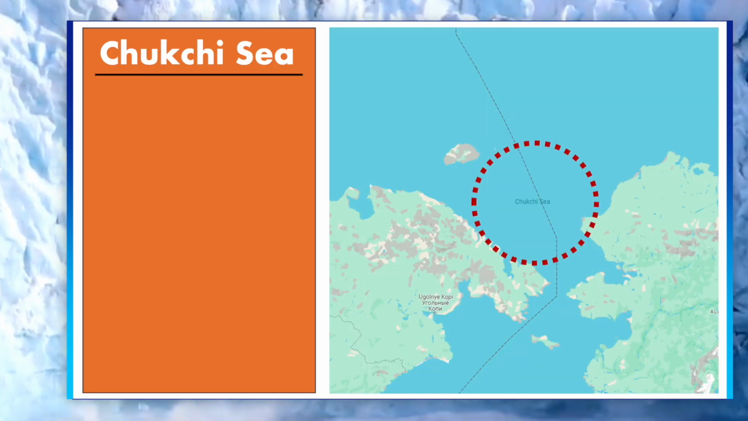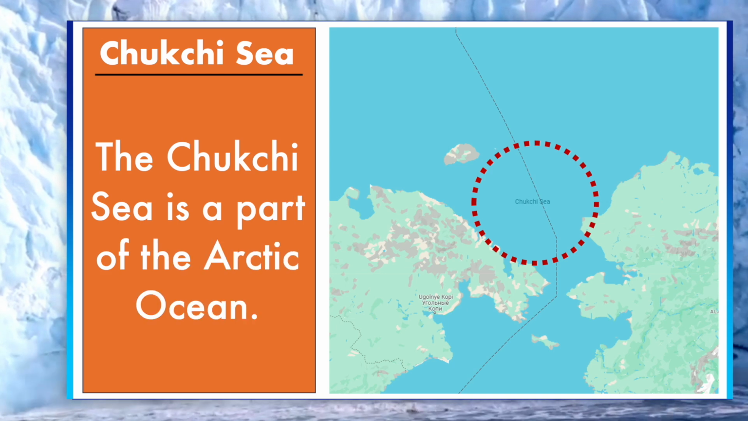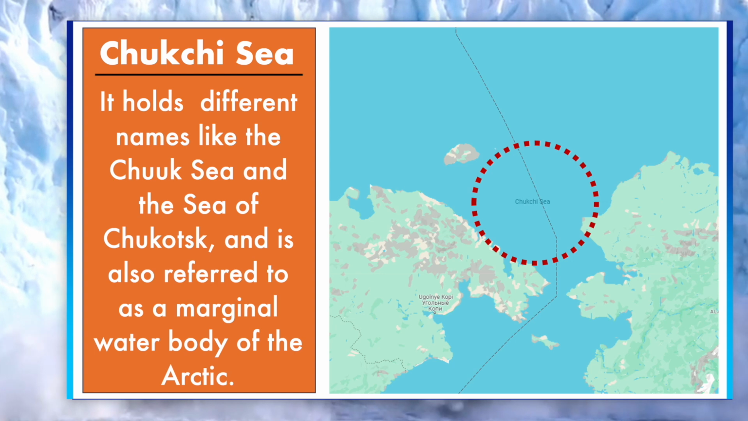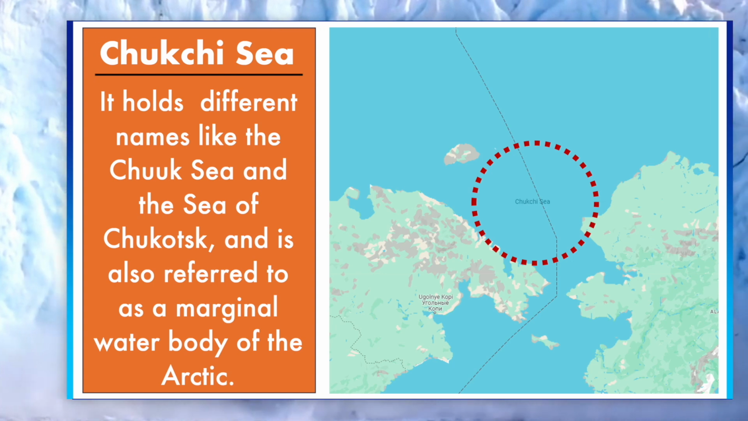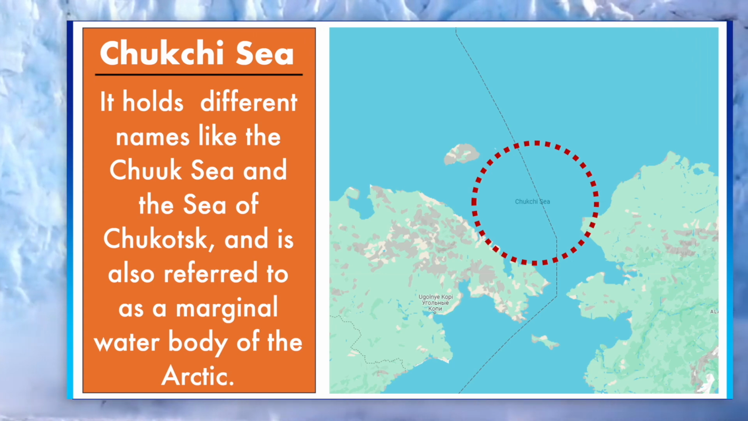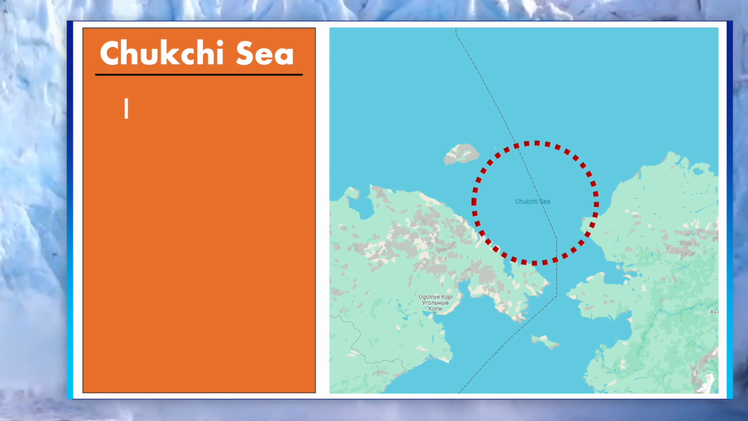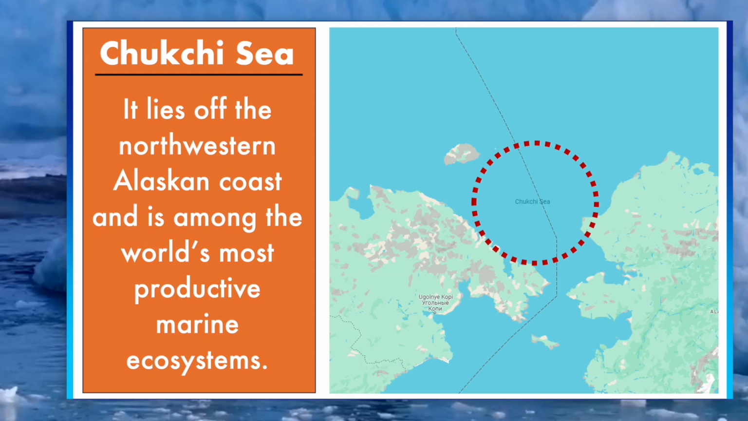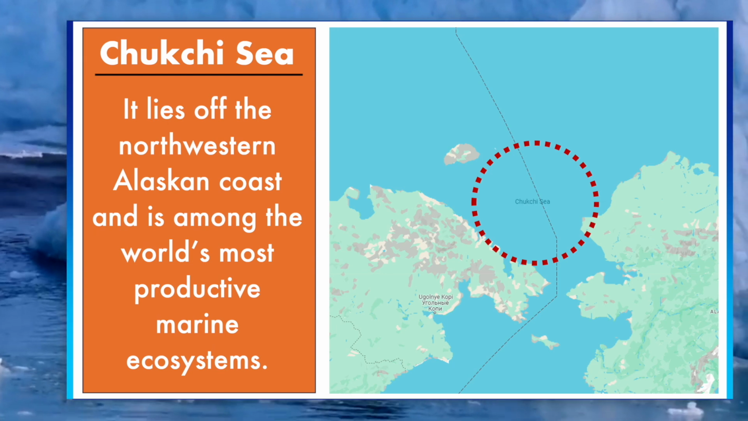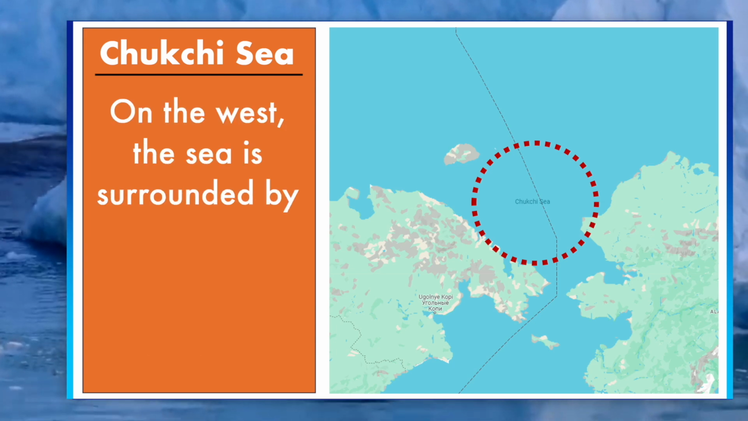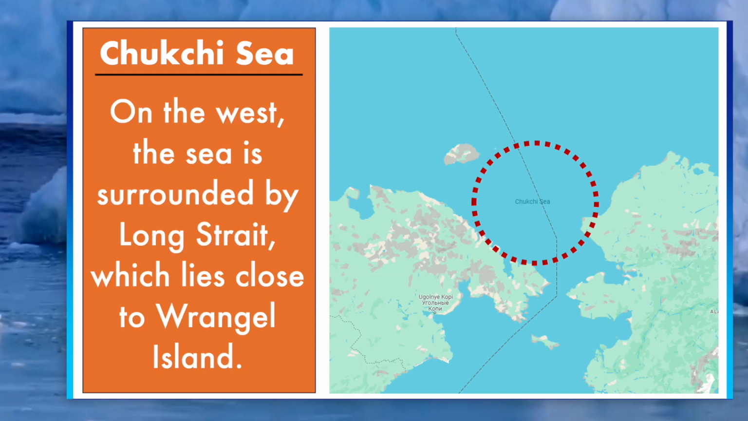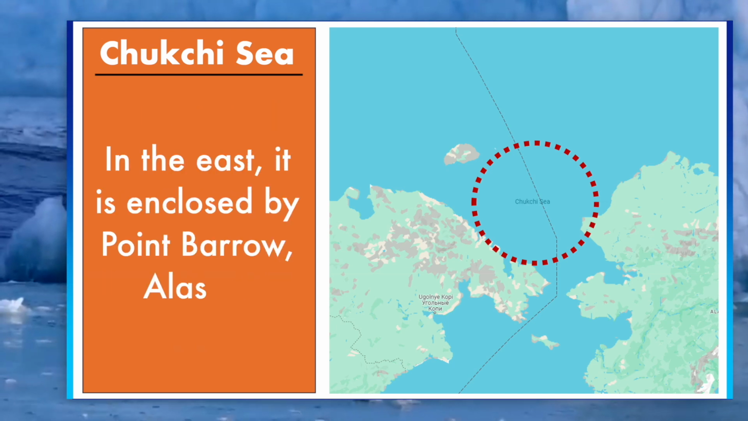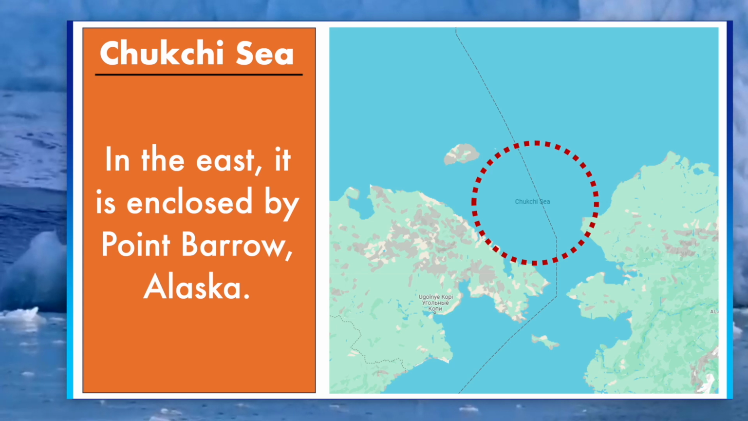Now we come to the Chukchi Sea, and it is also a part of the Arctic Ocean, and it holds different names like the Chuk Sea and the Sea of Chukoks, and it is also referred to as a marginal water body of the Arctic. And it lies off the northwestern Alaskan coast and is among the world's most productive marine ecosystems. So, on the west, this sea is surrounded by Long Strait, which lies close to Wrangel Island, and in the east, it is enclosed by Point Barrow, Alaska.